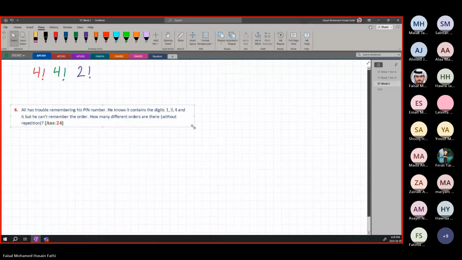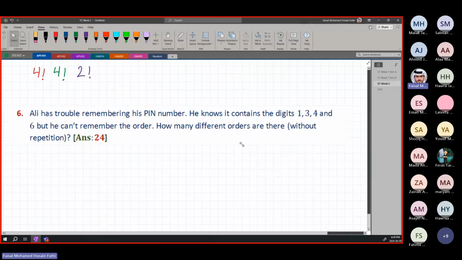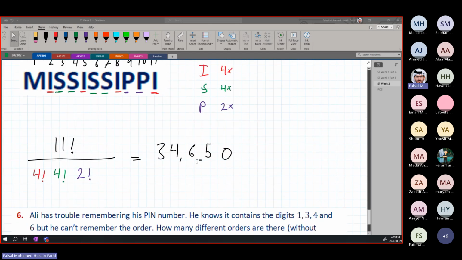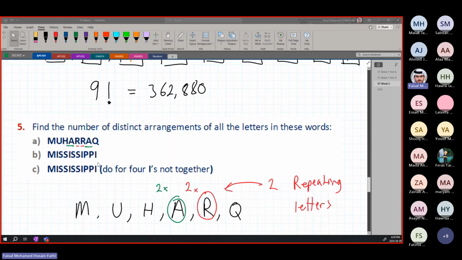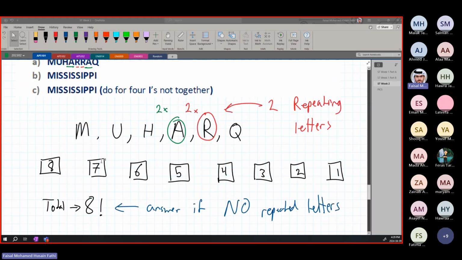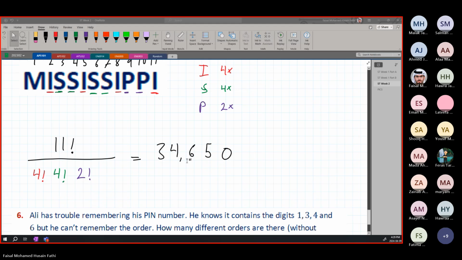Now, going on to the next question, Ali. 34,650 in the worksheet, it's how much? No, in the worksheet, okay. I'm doing part B. Part B in the worksheet, let me check. Are you sure? I think you're talking about part C, right?